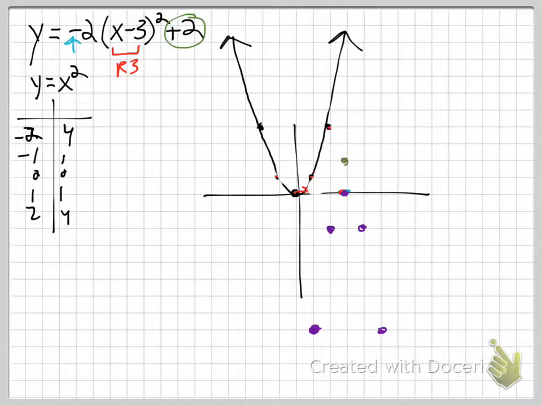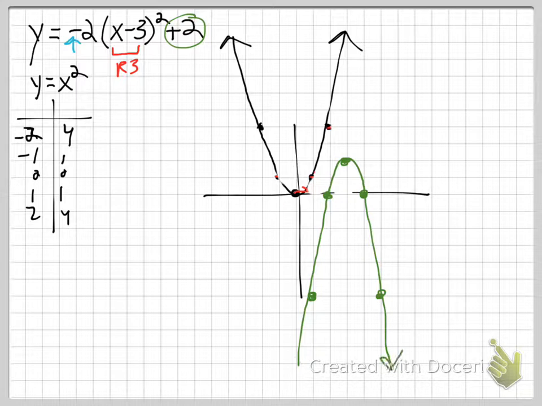So I'm just going to take all my points and move them up 2. Excuse me, I'm not feeling the greatest. And so I'm going to go ahead and erase the purple because we don't really need it anymore, and connect my dots here. And so what we've created is a graph of our parent function y equals x squared that's been stretched, moved to the right, moved up 2, and then reflected over the x-axis.